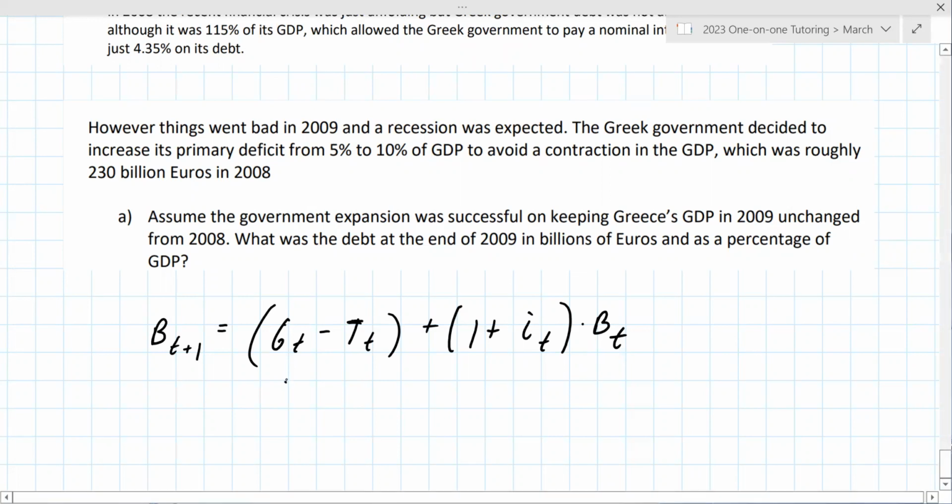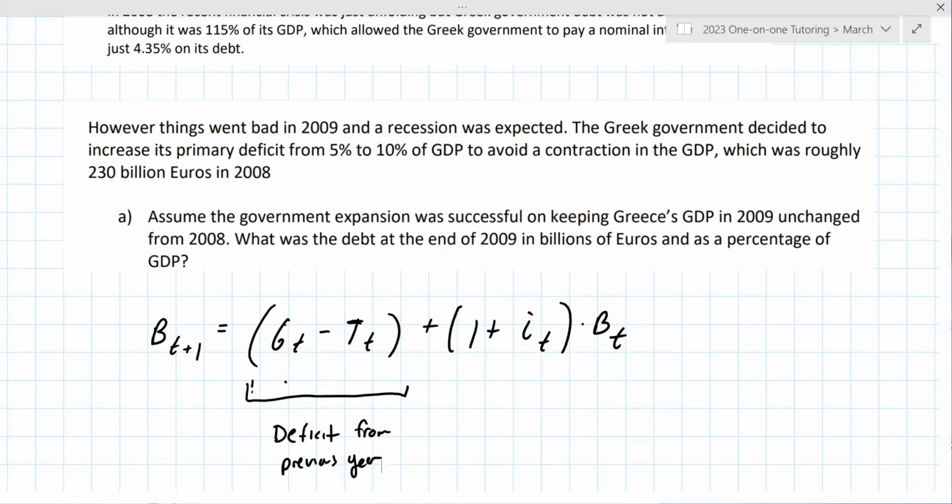Okay, so let me try to tell you what each of these are, since it's based on numbers. So this is the G of T minus T of T. That's the government spending minus taxes. This is the deficit from the previous year. Is that consistent with what you've been seeing? I'm asking because I want to make sure.